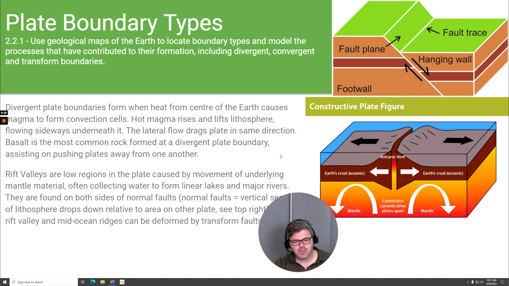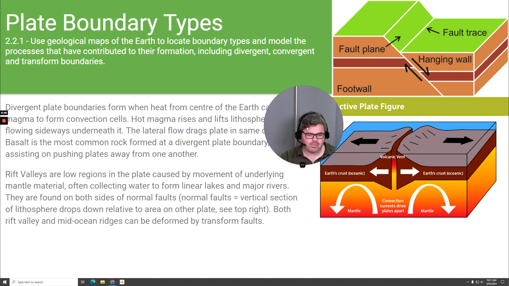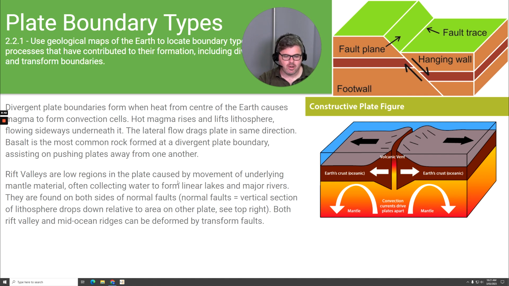Now, typically basalt is the first material to form because it's an igneous rock and it forms when the magma is rapidly cooled. So if we have a divergent plate boundary, we can assume we're going to find tons of basalt there, where we have assistance in pushing plates away from one another. Rift valleys are low regions of plate caused by a movement of underlying mantle material, often collecting water to form linear lakes and major rivers.